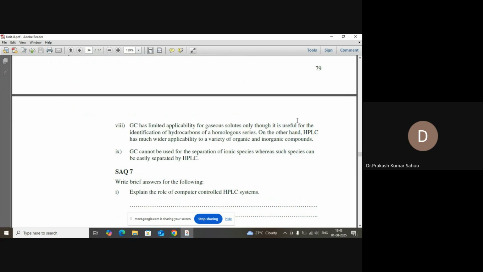GC has limited applicability for gaseous solutes, but HPLC is applicable to a variety of organic and inorganic compounds. GC cannot be used for the separation of ionic species, whereas HPLC can.